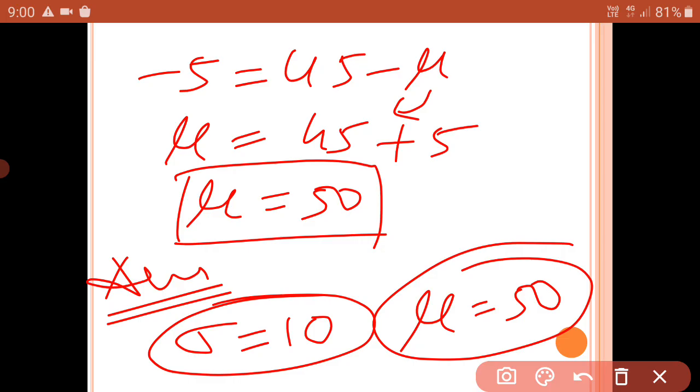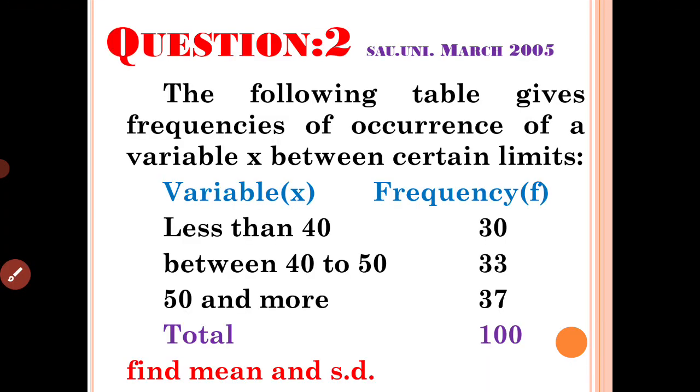Clear? Another question, the same method we are applying. Question number 2. This question we are taking from Saurashtra University March 2005 paper. The following table gives frequencies of occurrence of a variable x between certain limits. There are two columns, variable x and frequency, with information about f.